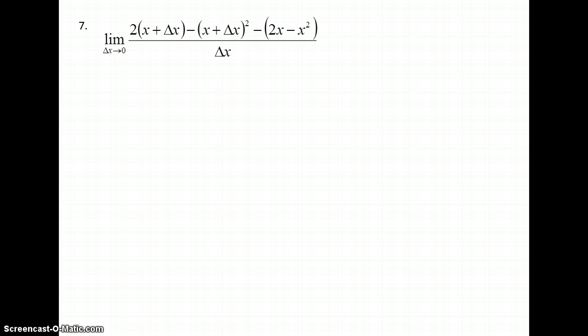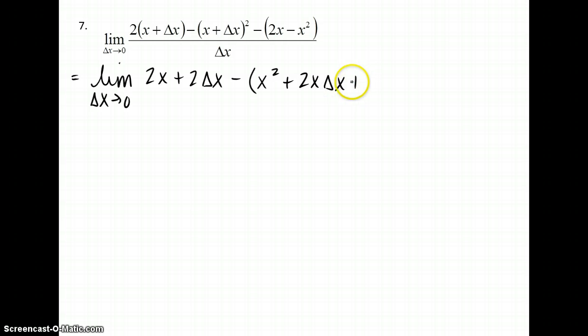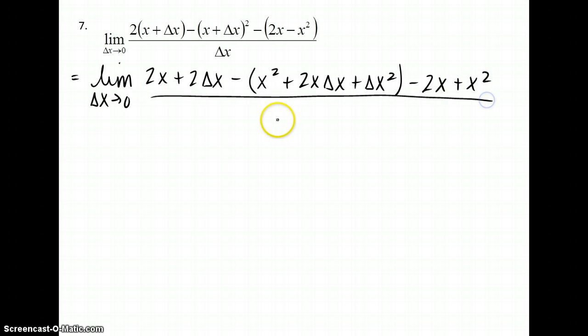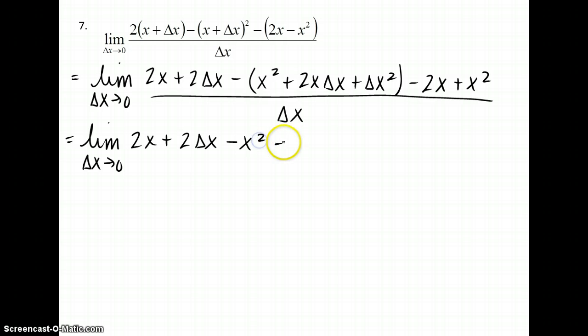Alright, number 7, this should look familiar now as the definition of derivative. Direct substitution would give you 0 over 0. So distribute the 2. Square the binomial. First term squared, double the product, plus the last term squared. Distribute the negative to the last factor. All divided by delta x. Limit as delta x approaches 0. Distribute the negative into the middle factor.